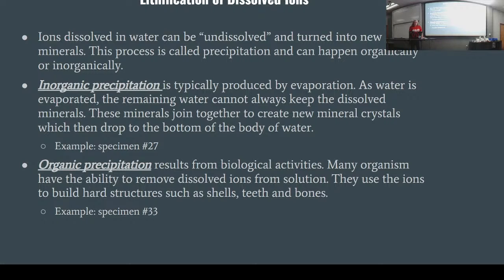So chert is a really good example of an inorganic precipitation. And then organic precipitation results from biological activities. All right, so many organisms have the ability to remove dissolved ions from solution, and they use the ions to build hard structures such as shell, teeth, and bones. We see this a lot with oceanic creatures, and even in freshwater areas you can see this.